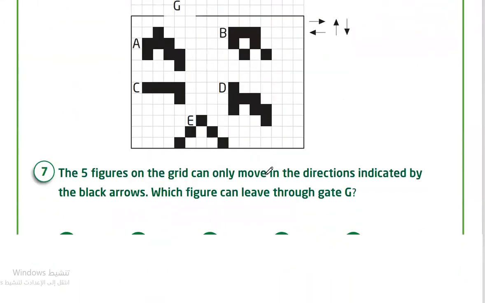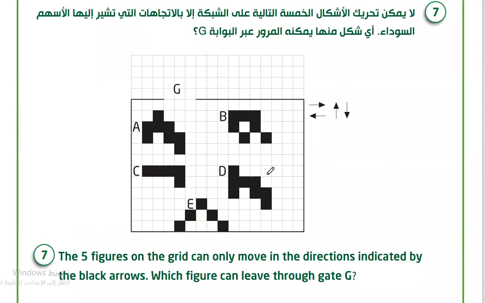Okay, now number 7. Number 7 says the 5 figures on the grid can only move in the direction indicated by the black arrows. Which figure can leave through gate G? They said it can only move in the direction indicated by the black arrows. Can you help me with the first one? Okay, I am happy to help you.